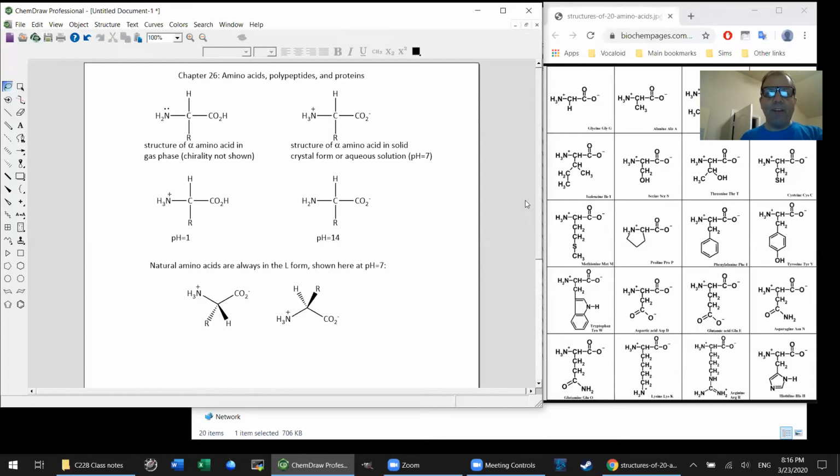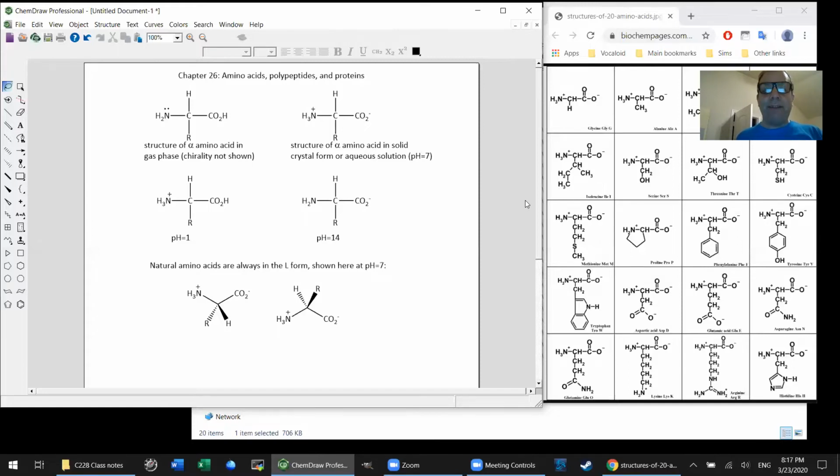Welcome back, everyone. Today, I'd like to go on to chapter 26, which is another biochem chapter, this time on proteins. Our main focus in this chapter is, as always, in every other chapter of the book, biochem or otherwise, we're going to be looking at structure, reactivity, and where appropriate and possible, mechanism. So we're not going to be considering biological function very much. I will leave that for your biology and biochem classes.